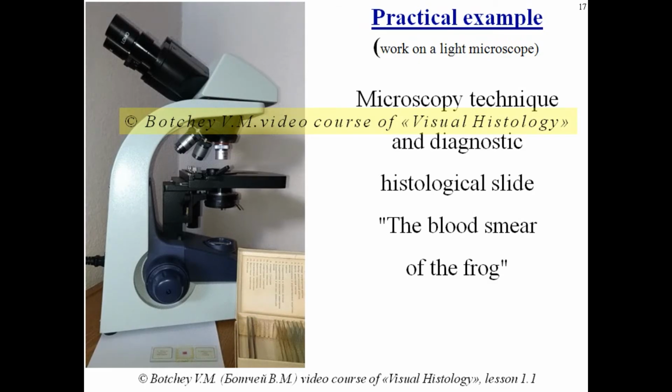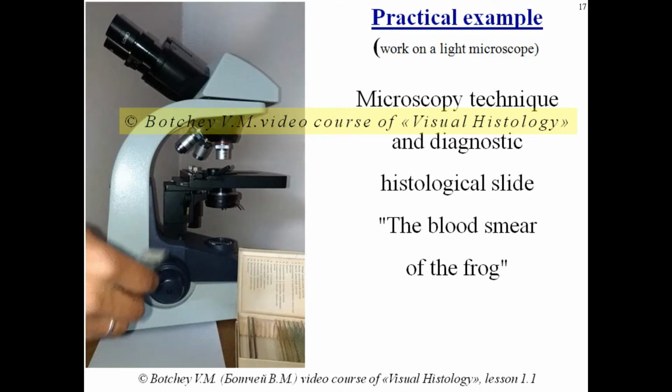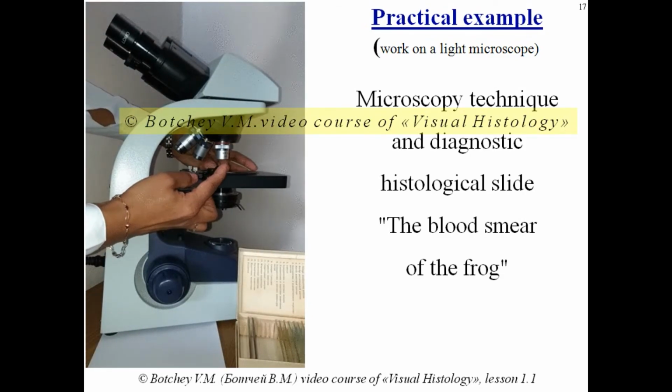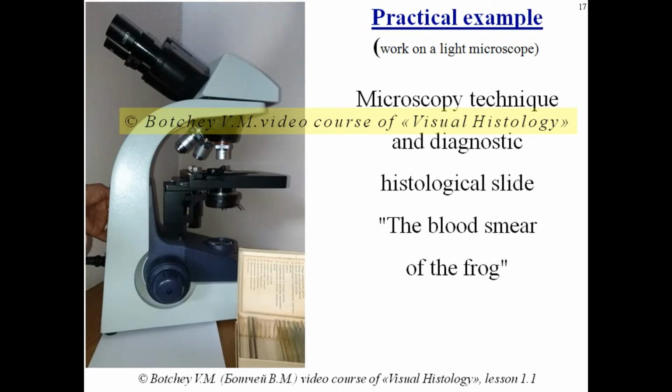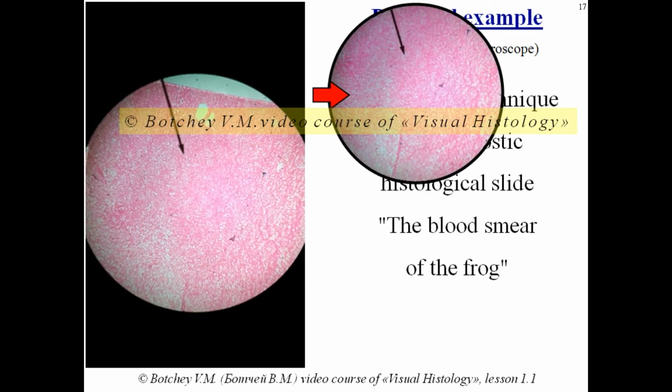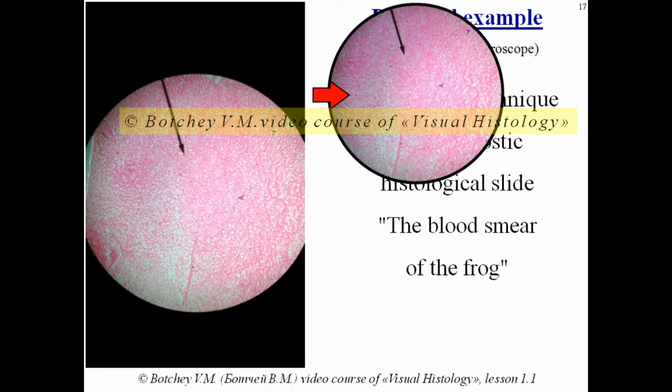Step 1. Always start with a small magnification objective lens. Replace the slide on the microscope stage with the cover glass up under the small magnification objective lens. Looking through the ocular and working with the coarse adjustment knob, adjust a clear and focused image. Evaluate image quality.